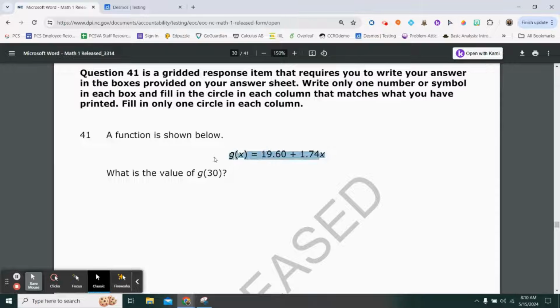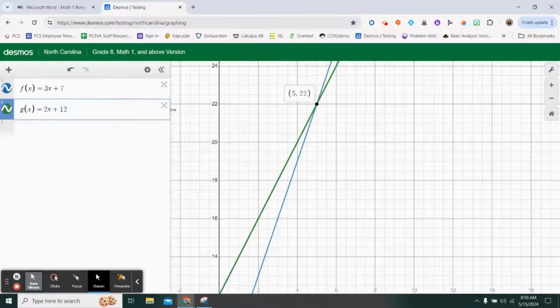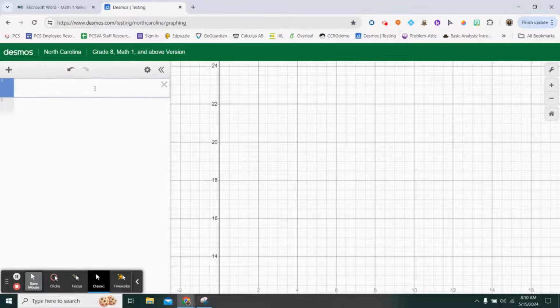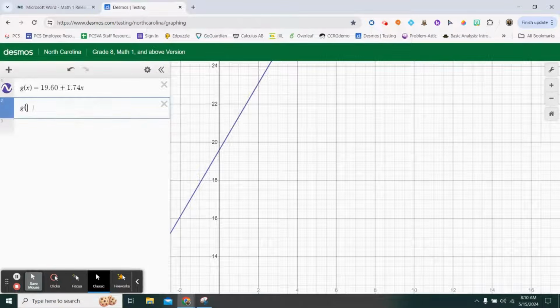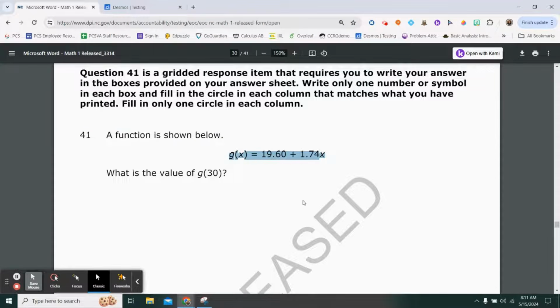41 is another one of these functions that you can just paste. Well, I don't know if it lets you paste on the EOC, but you can just type it in. It'll be on your screen. You can stretch it so that you can still see the problem. It's asking us for g of 30. I literally just go to the next line and do g of 30. And voila, my answer arrives. So cool. All right, so that's another problem solved.